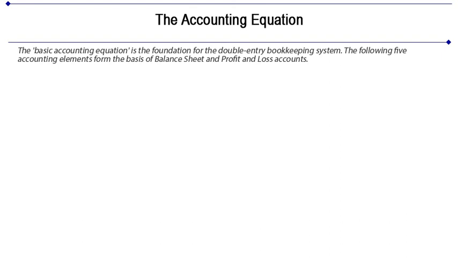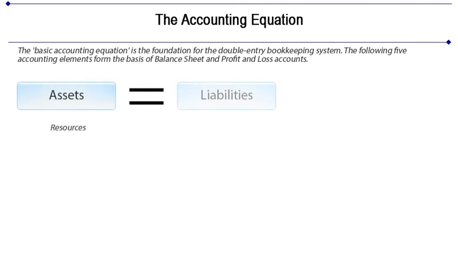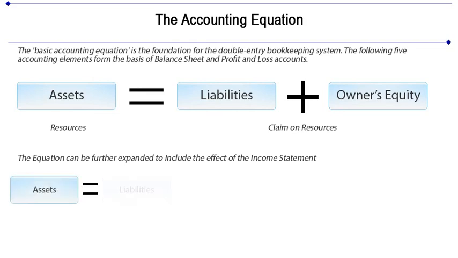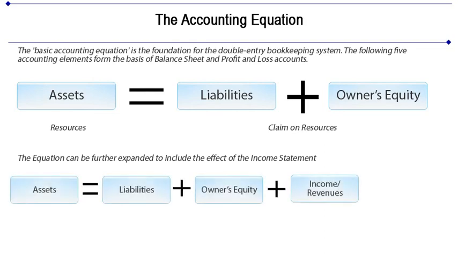The basic accounting equation is the foundation for the double entry bookkeeping system. The following five accounting elements form the basis of balance sheet and profit and loss accounts. Assets, that is the resource, equals liability plus owner's equity. Liability plus owner's equity is the claim on resources. Hence, the extended equation also includes the effects of profit and loss account. Hence, assets equal liabilities plus owner's equity plus income or revenues minus expenses, that's the cost and the dividend. We will discuss the accounting equation in detail in our later videos.